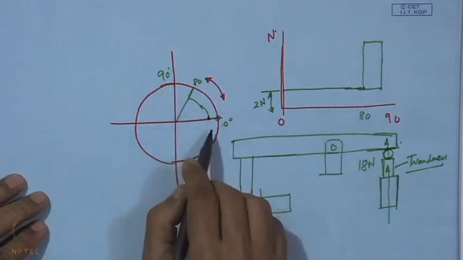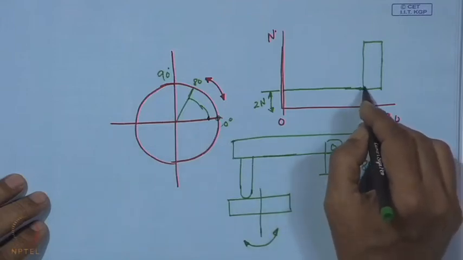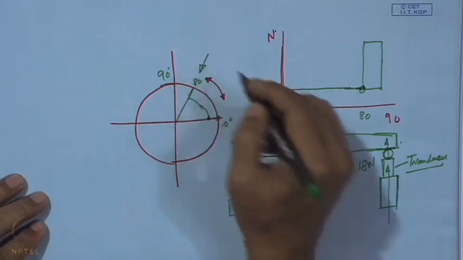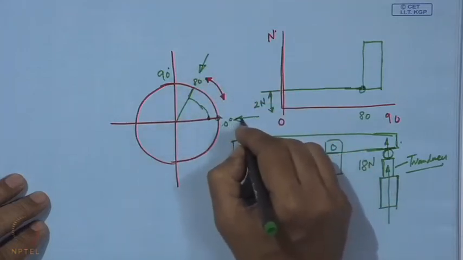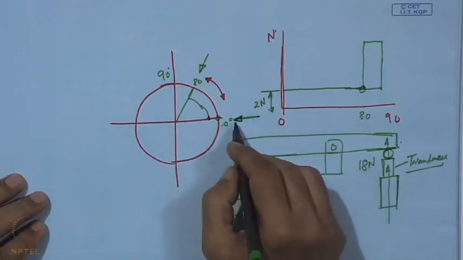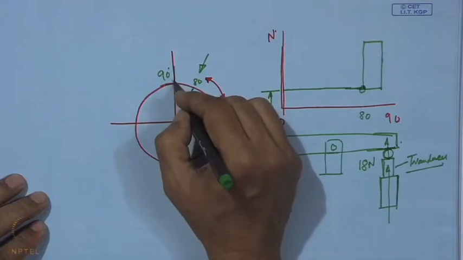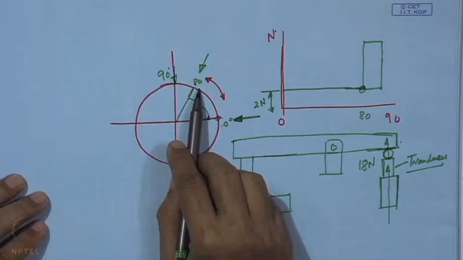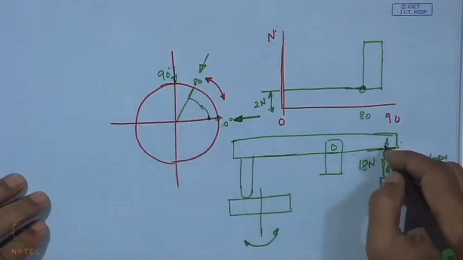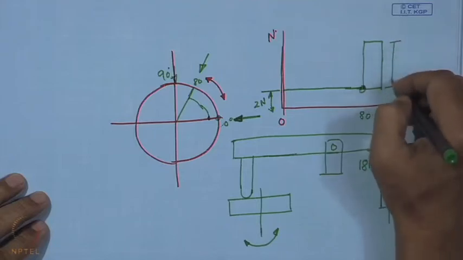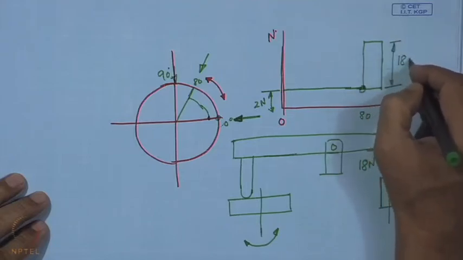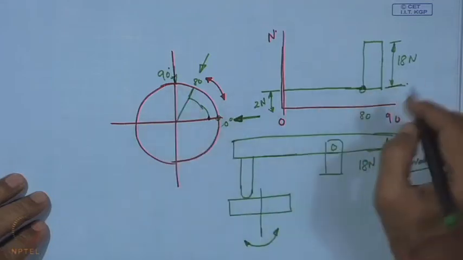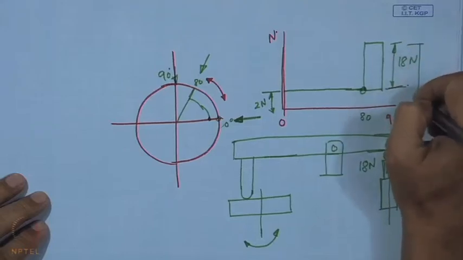That means, when this rotation has taken place through 80 degree, immediately there is an activation. That means there are all what we call these capture switches. So, the one switch is here and this is another one. So, at the moment when it comes to 80 degree, immediately this is activated and the load is applied, and this is actually 18 newton. So, total load applied between 80 to 90, that becomes actually 20 newton.